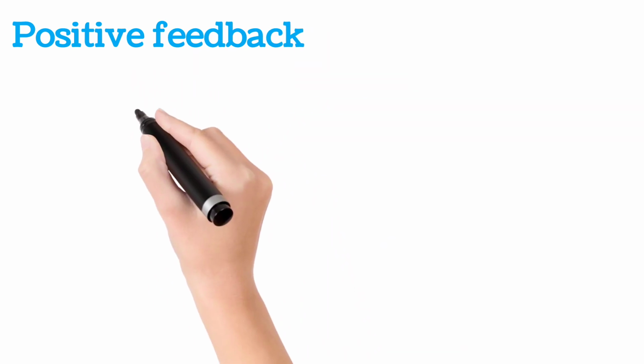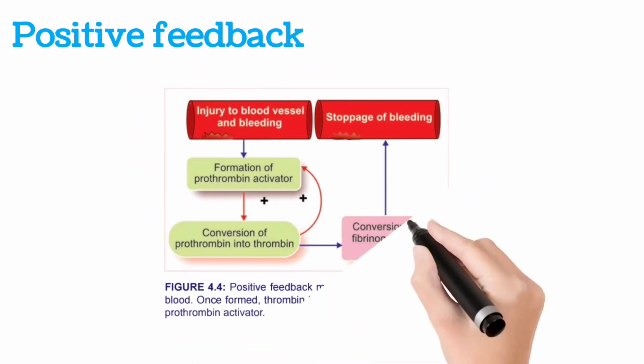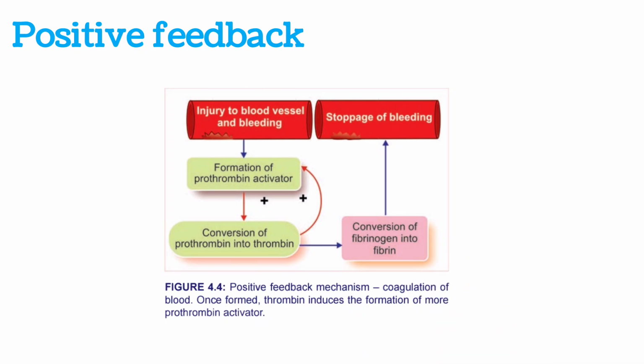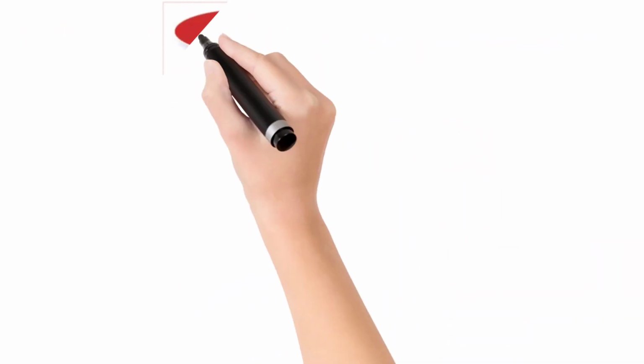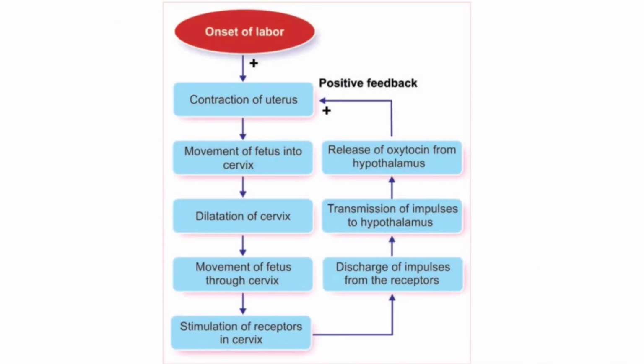Coming to positive feedback mechanisms, we have two examples here. One is blood coagulation, and the other one is uterine contraction during pregnancy. When there is an injury to the blood vessel and there is bleeding, there is formation of prothrombin activator, which leads to conversion of prothrombin into thrombin. This thrombin further leads to activation of more prothrombin activator, and it gradually increases until the conversion of fibrinogen into fibrin happens and there is stoppage of bleeding. So this is an example of positive feedback, meaning a larger amount is produced by a smaller amount of that substance.